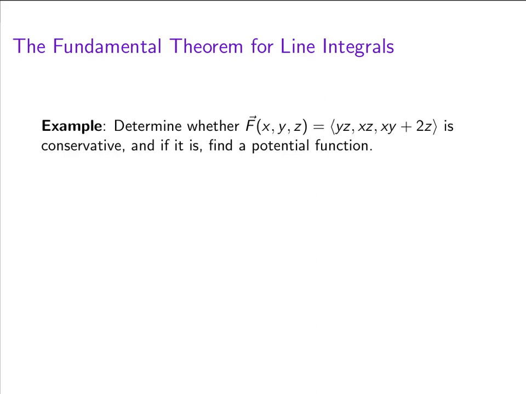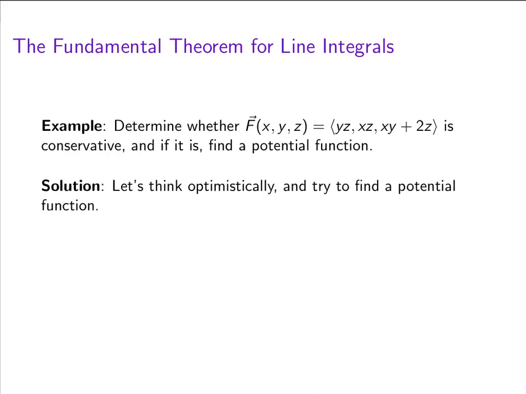All right, let's run through this example. So I'm giving you a vector field. Its components are yz, xz, and xy plus 2z. Let's find out whether or not this is conservative, and if it is, let's find a potential function. So I want to be optimistic. When we're going to be optimistic, let's go ahead and just try to find a potential function first.